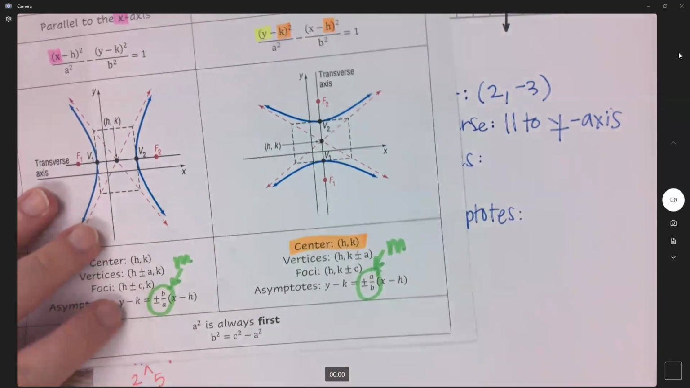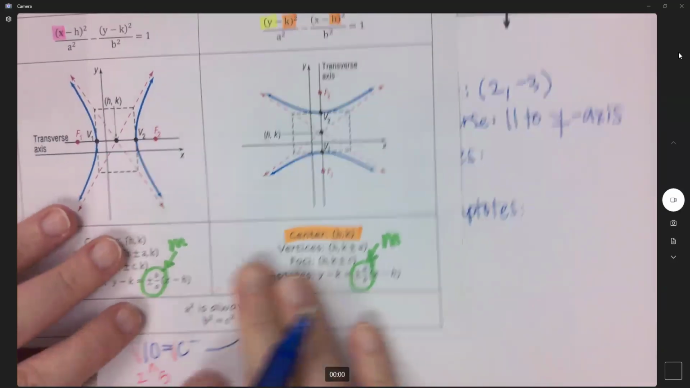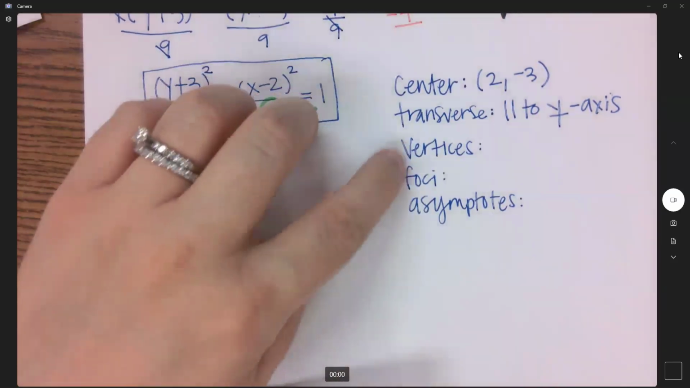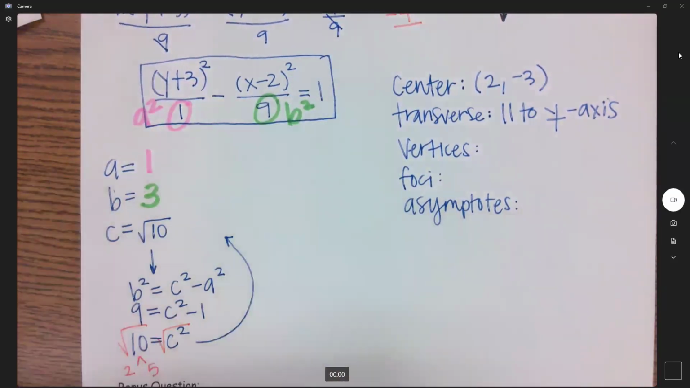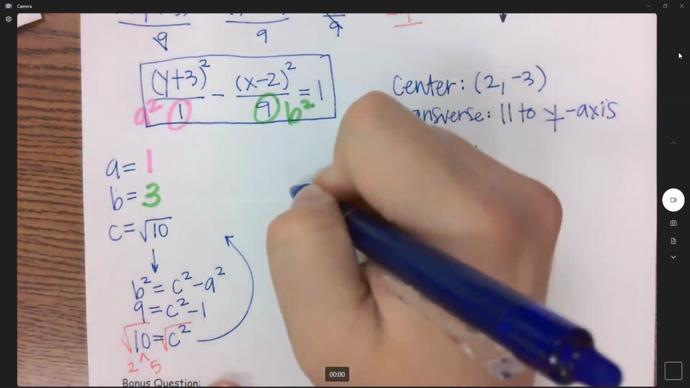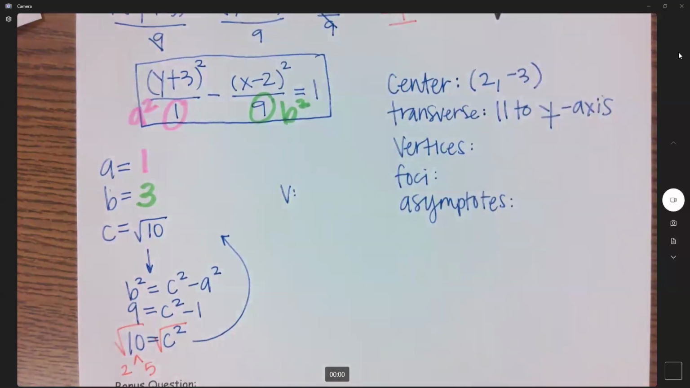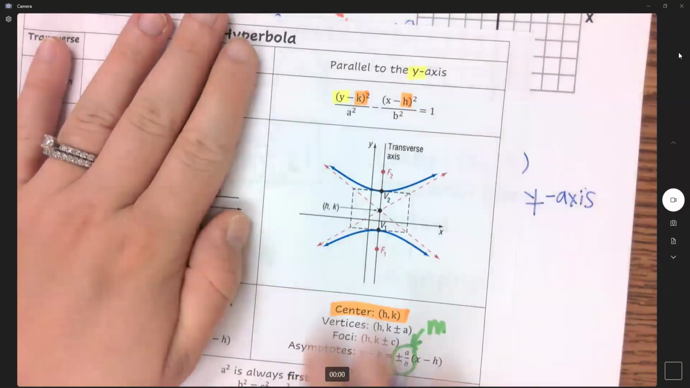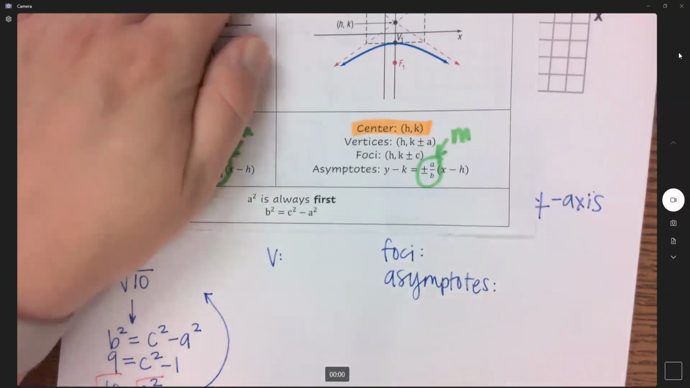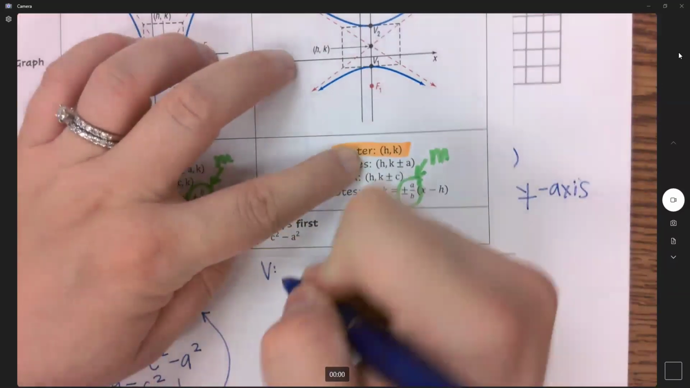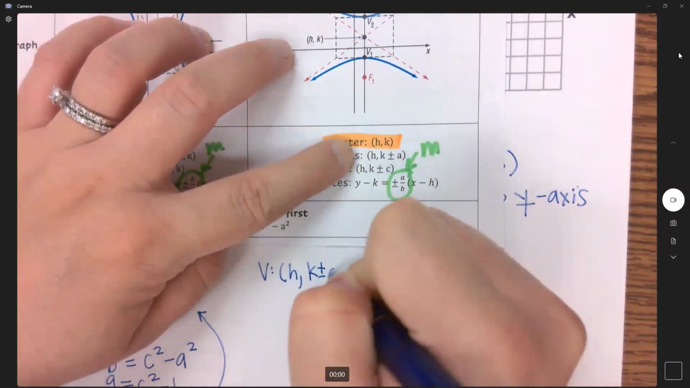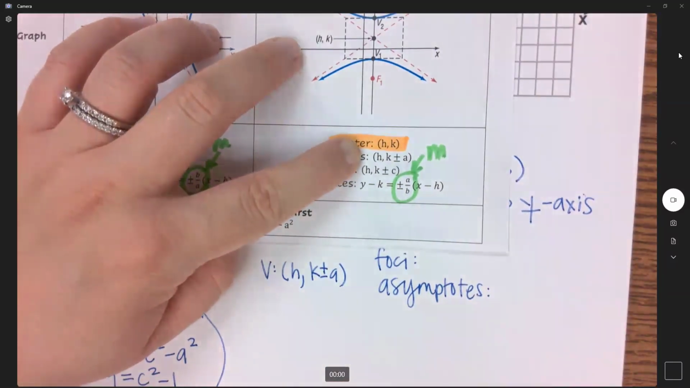I personally like using the graphs, but since so many people seem to like these formulas more, I'm going to use these formulas to find my vertices, foci, and asymptotes. Okay, so I'm going to write my formula right here. My formula for vertices, right? And if I'm parallel to the y, I'm using everything in this column right here. My vertices formula is h, comma, k plus or minus a.